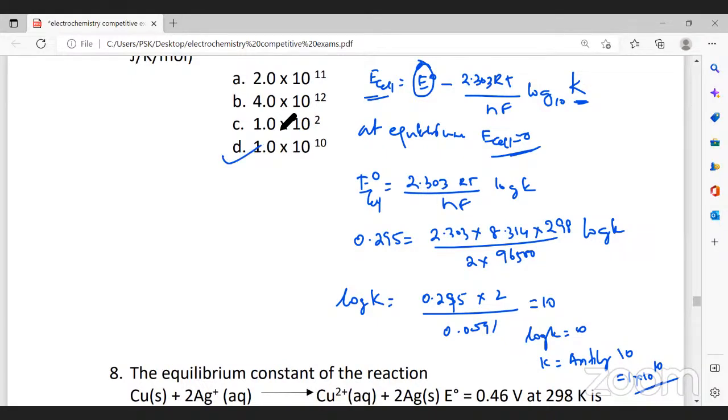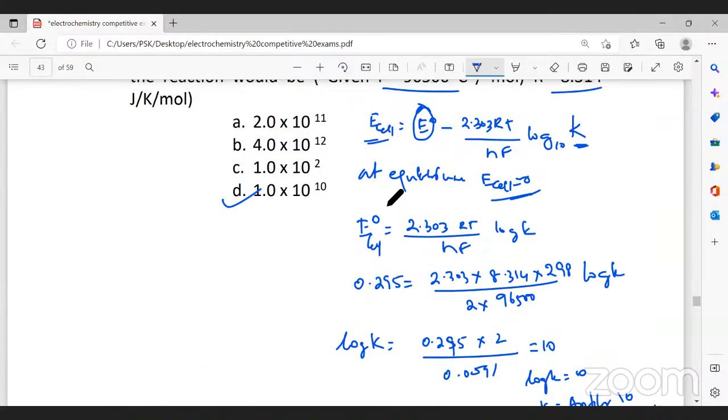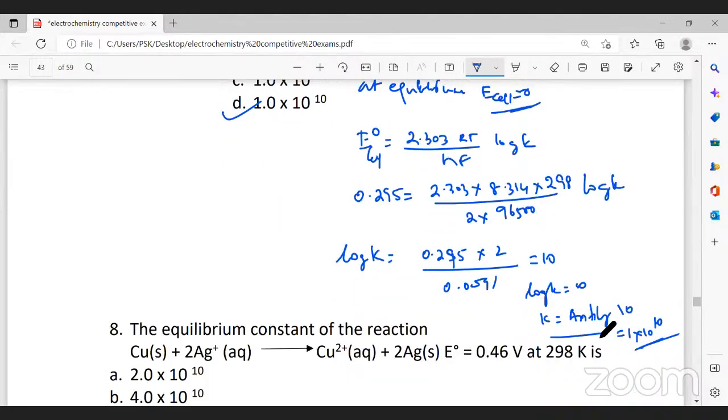Look at this. The relationship between electrode potential or EMF of the cell and equilibrium constant: E cell is equal to E naught plus 2.303 RT by nF log K. For a reaction which is at equilibrium, E cell is 0. Therefore, E naught cell will be equal to 2.303 RT by nF log K. They've given all the values, so it's substitution. Only thing is you should know how to find the anti-log.